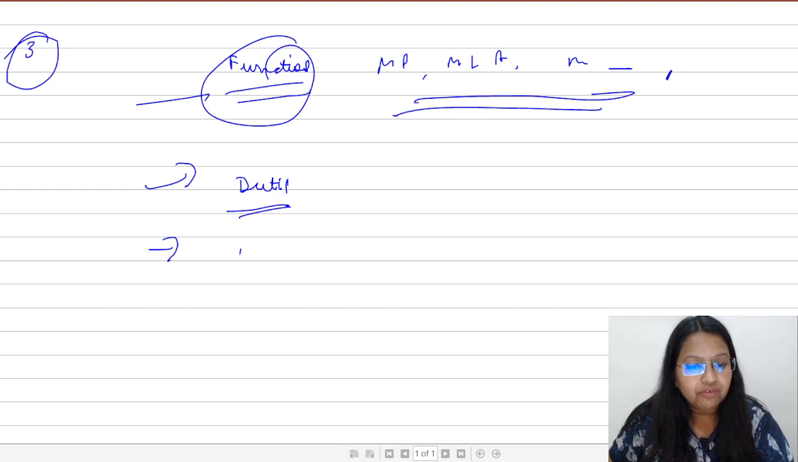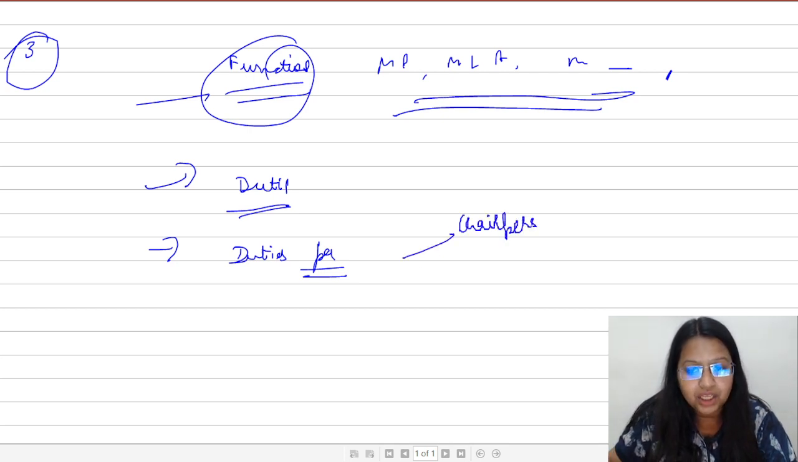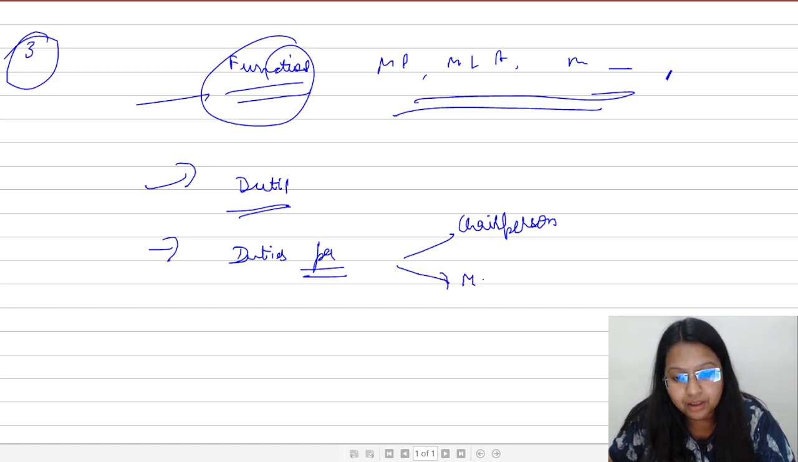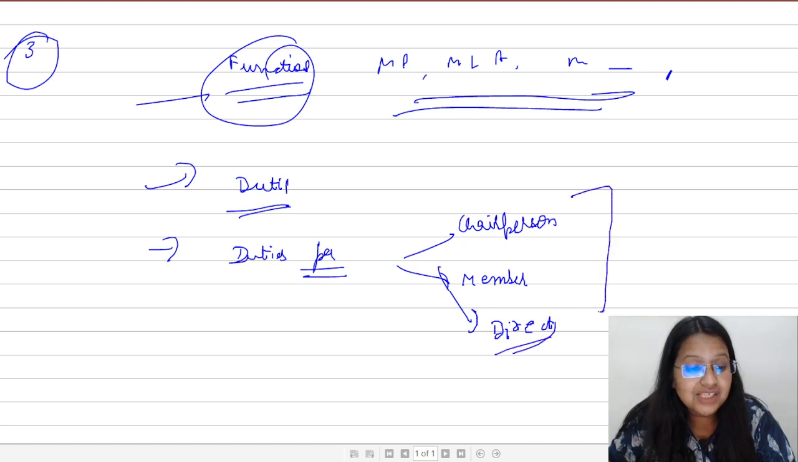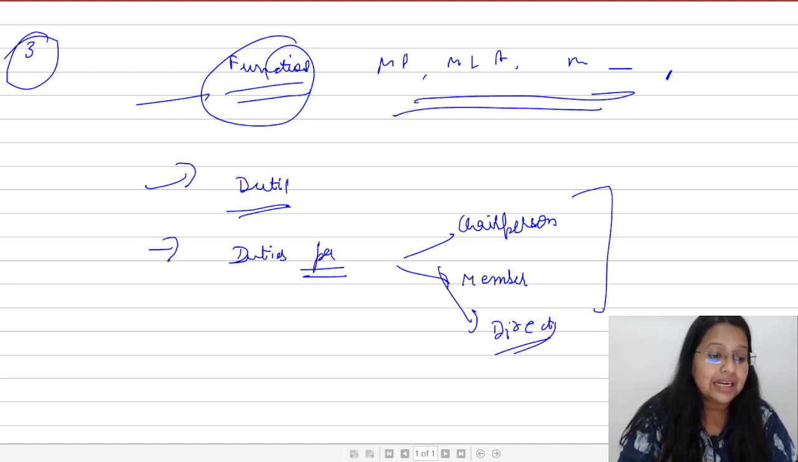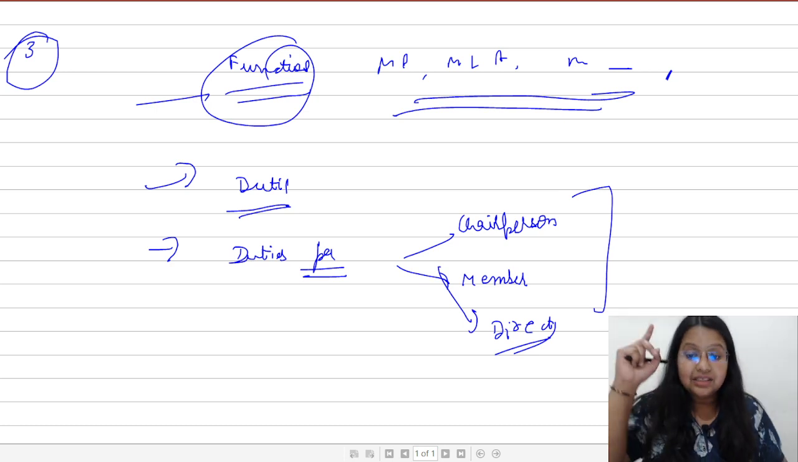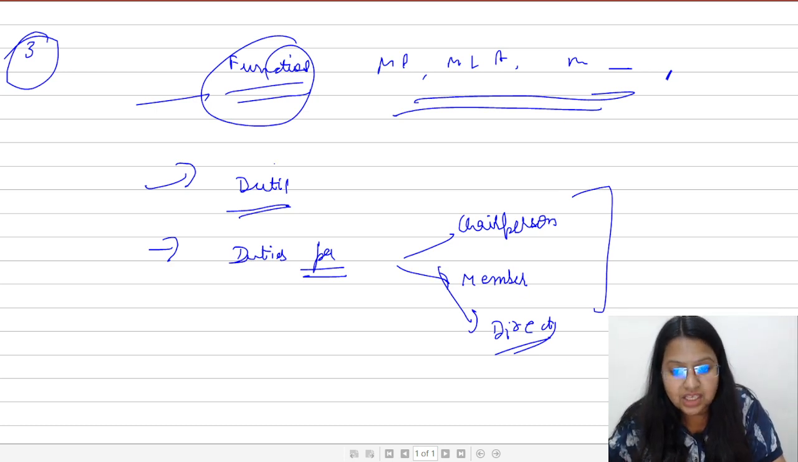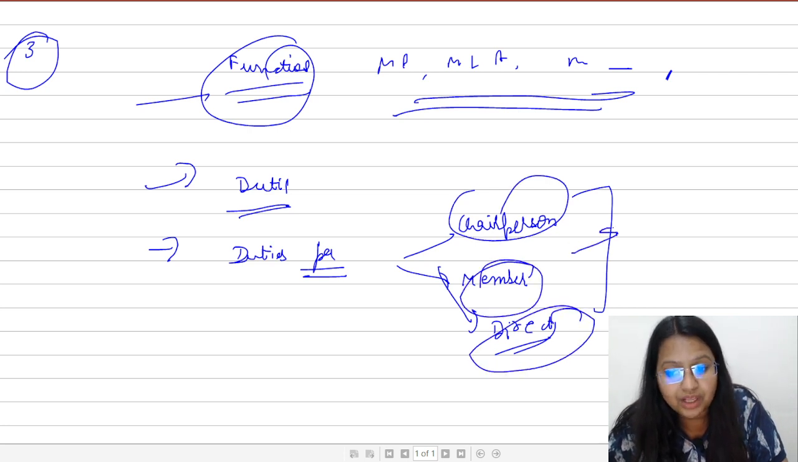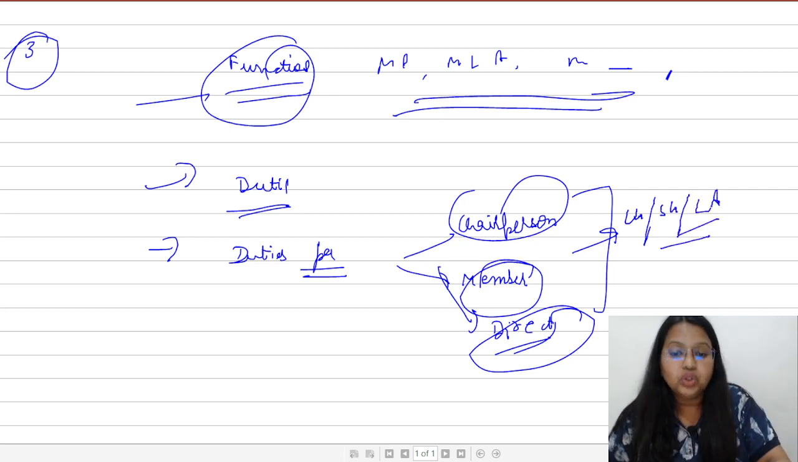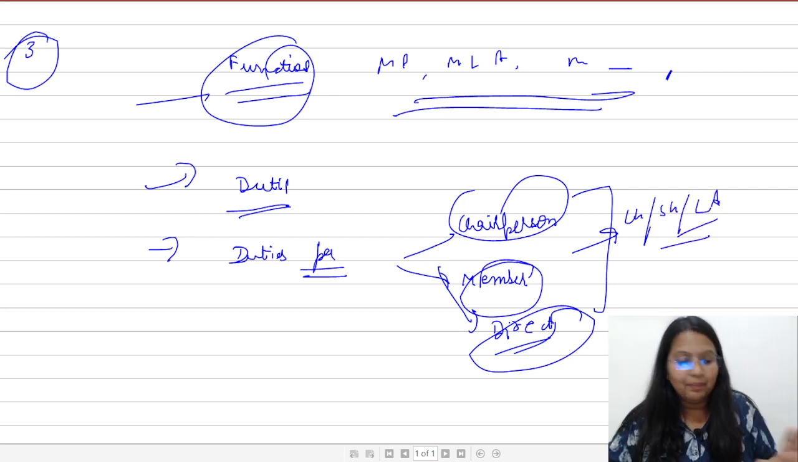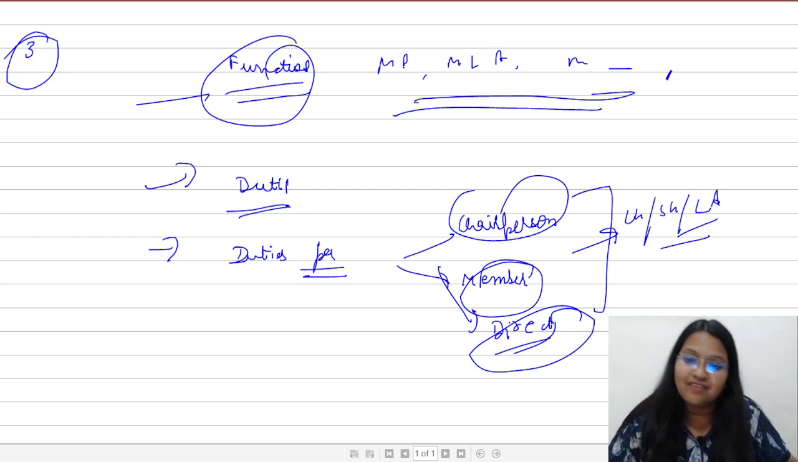Third point is, students, and this is the new point, if the duties are performed by any person as a chairperson, please understand it very carefully, as a chairperson or a member or a director, in a body which is established by the central government, the state government, or a local authority. The functions performed by these persons will not attract GST, will not be considered as supply of services under GST.